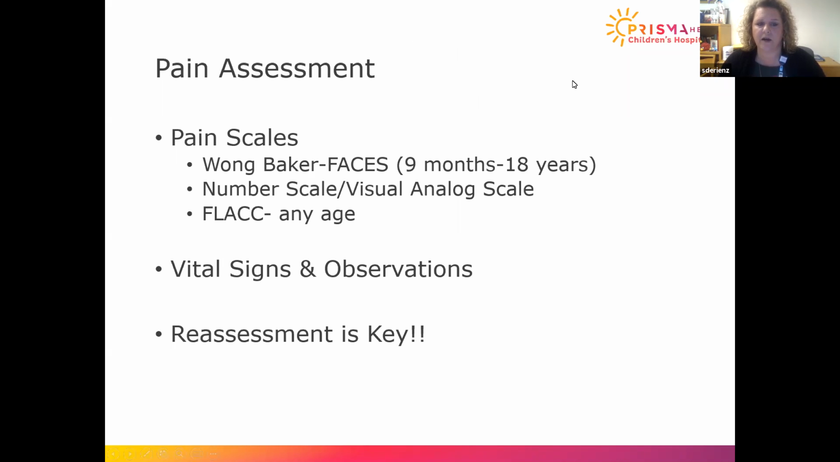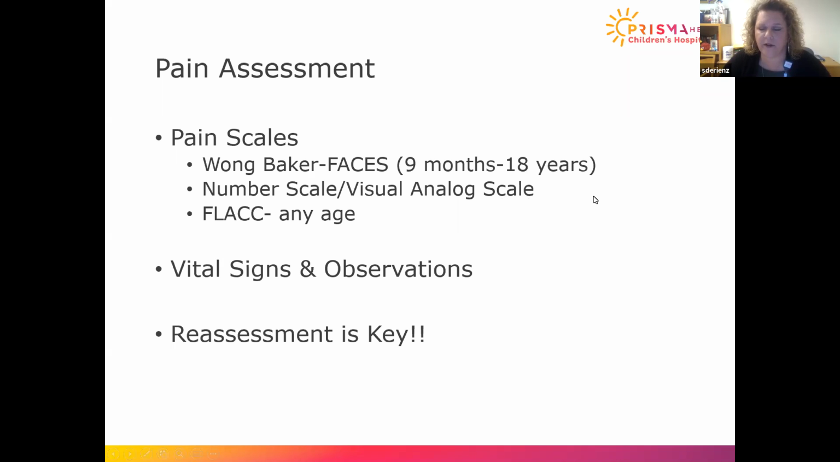We do have several different pain scales that are available. There's what we call the Wong-Baker FACES scale. These scales have all been validated in different age groups, but this one specifically has been validated even as low as 9 months. There's also the number scale, or what we call a visual analog scale. And then we have what we call the FLACC scale, and I'll go into more detail about that in a second.